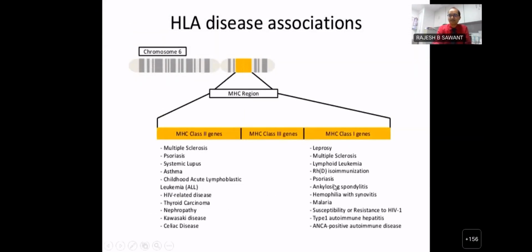Just to enlist them, for disease associations, there are various diseases which have strong associations with MHC class 1 genes, for example multiple sclerosis, leprosy, Rh isoimmunization, psoriasis, ankylosing spondylitis, right? We all know about HLA-B27, etc. Or with MHC class 2 genes, like again multiple sclerosis, psoriasis, SLE, asthma, HIV-related diseases, thyroid carcinoma, Kawasaki's disease, celiac disease, etc.